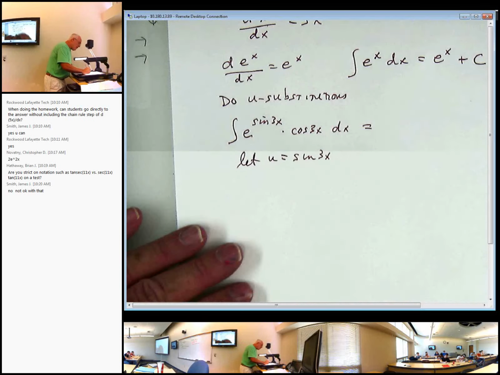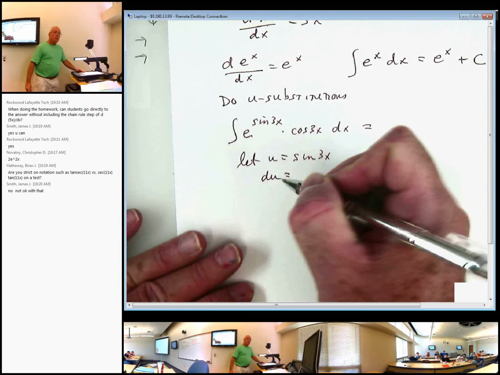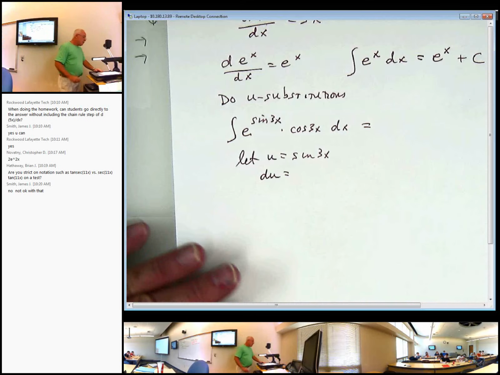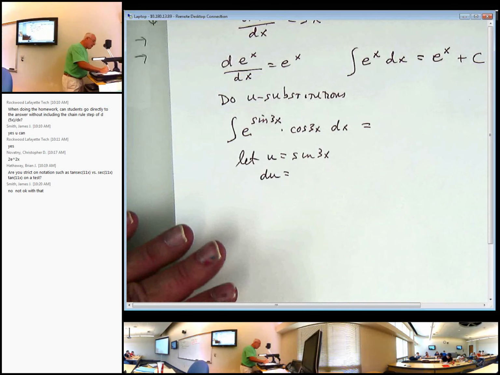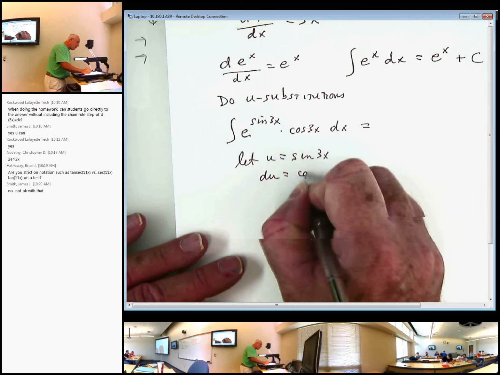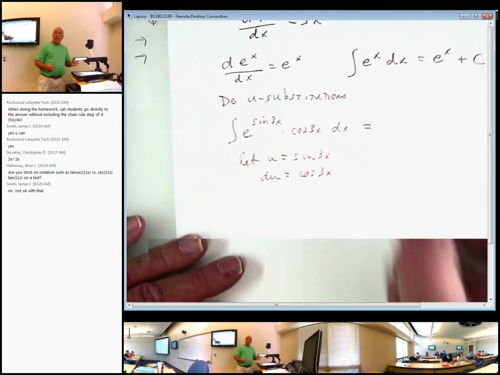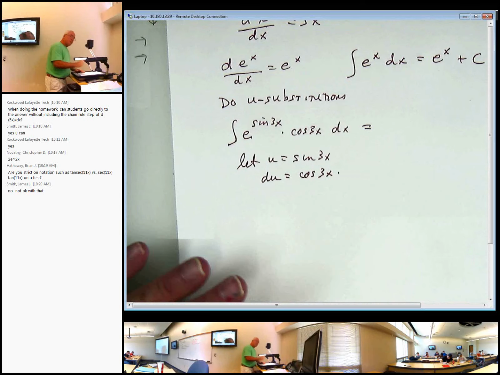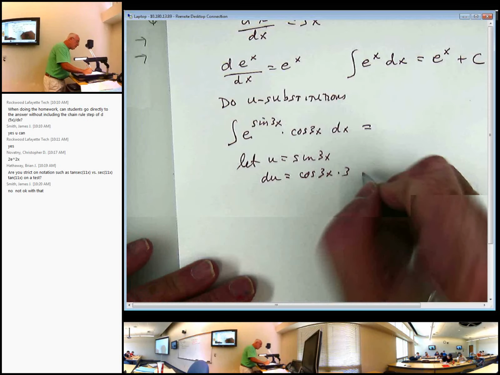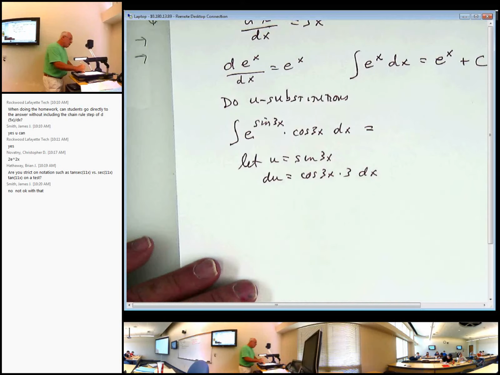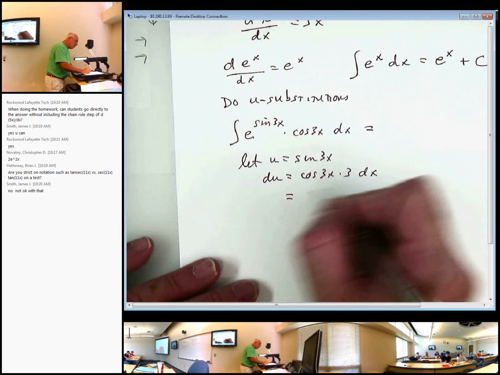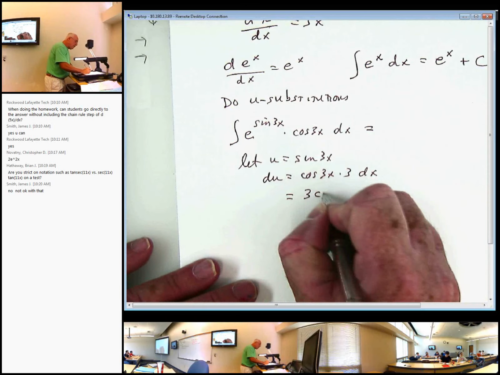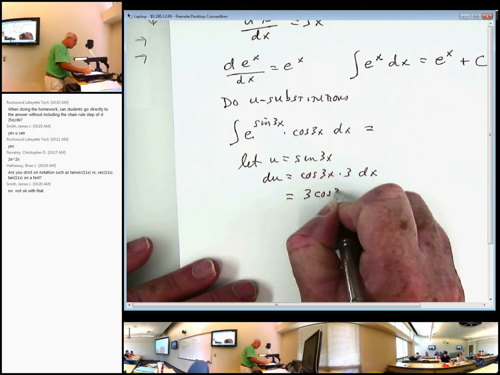Now we have to find the du once we do that. The derivative of the sine of 3x is the cosine of 3x, but we have to use the chain rule here, multiplying by the inside function derivative, times 3. And then we put dx here. So our du, when I put the 3 in front, is 3 times the cosine of 3x dx.